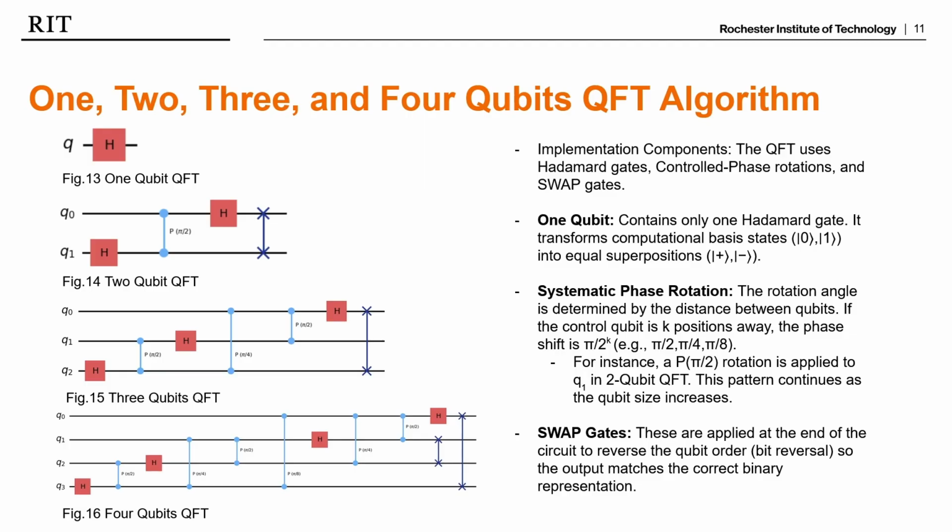For instance, a half pi rotation is applied to Q1 in the 2 qubit QFT. This pattern continues as the qubit size increases. Swap gates are applied at the end of the circuit to reverse the qubit order, called bit reversal, so the output matches the correct binary representation.